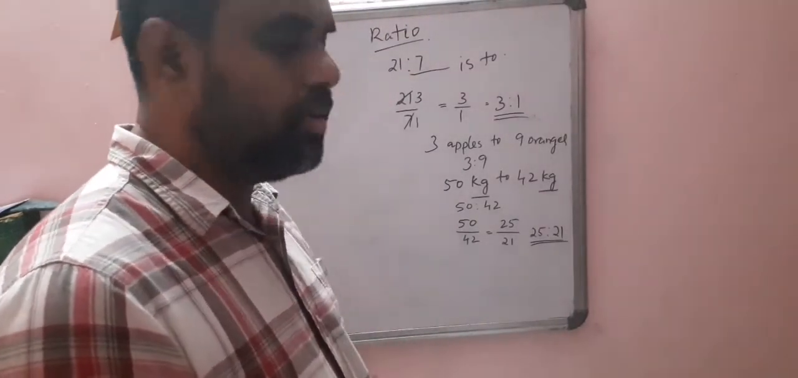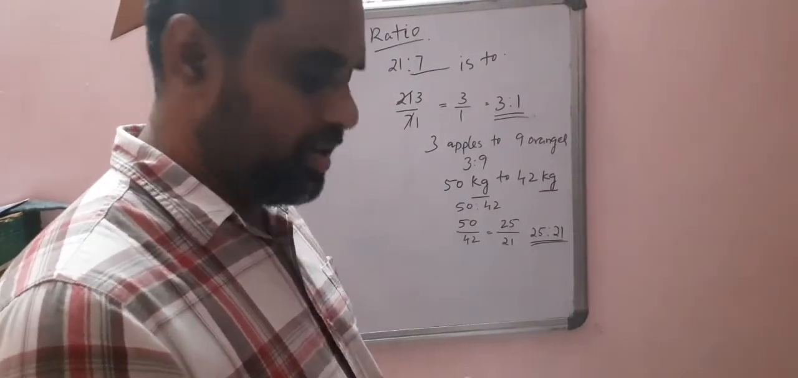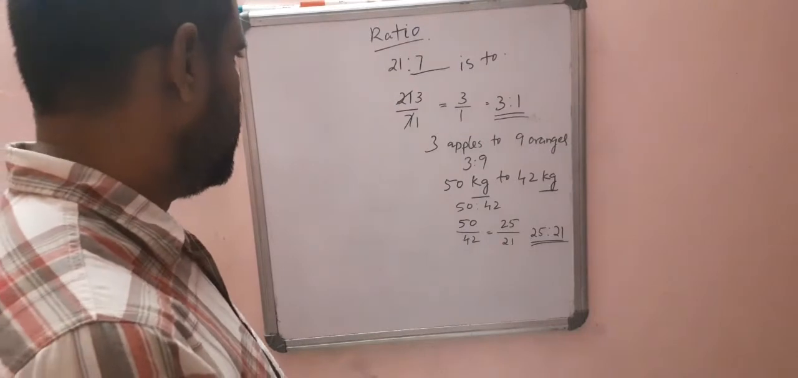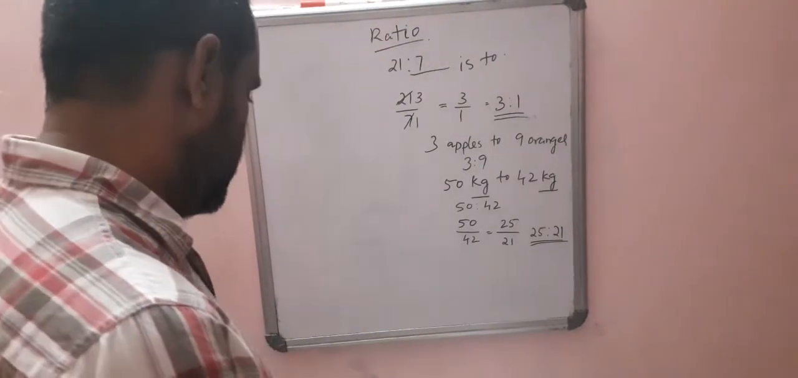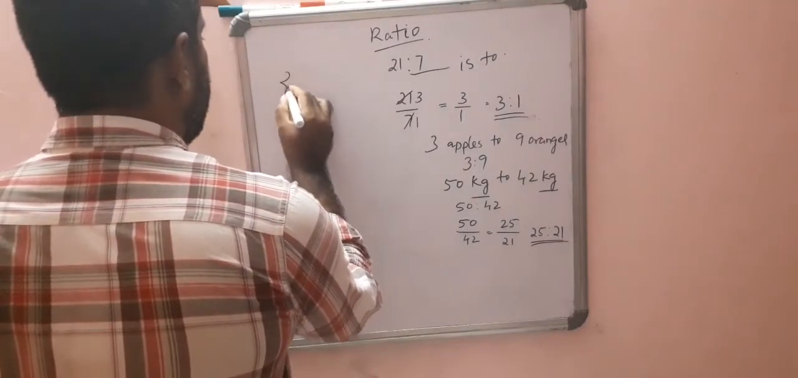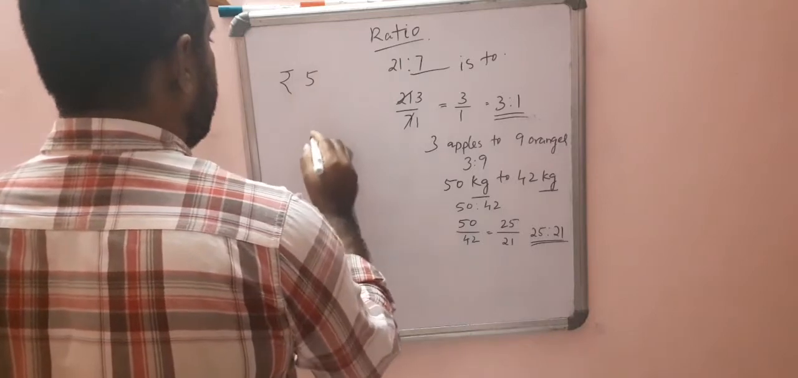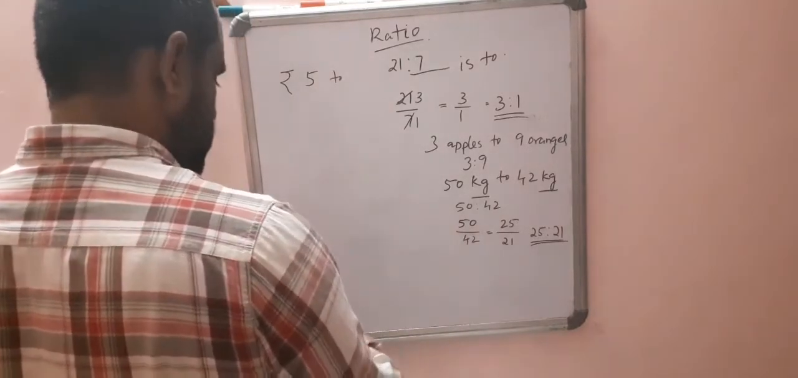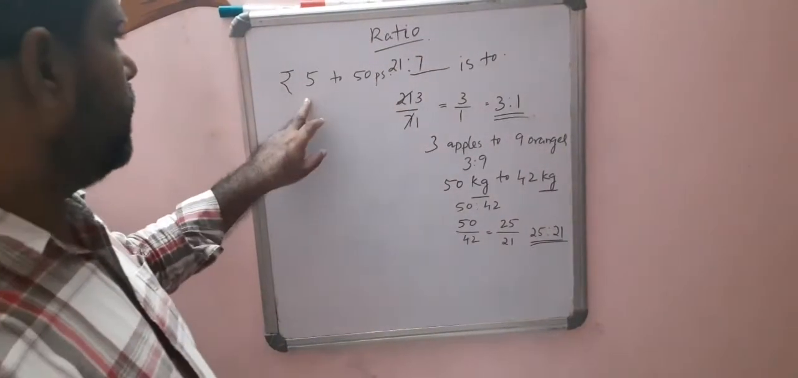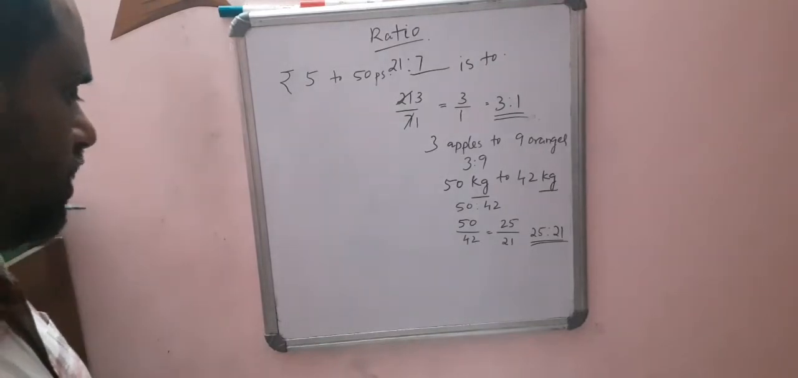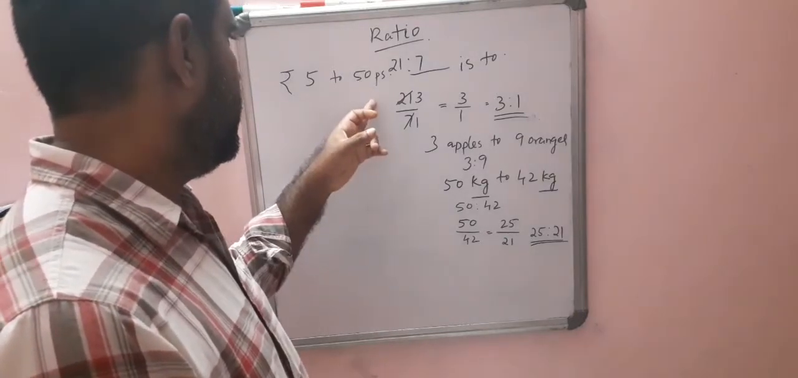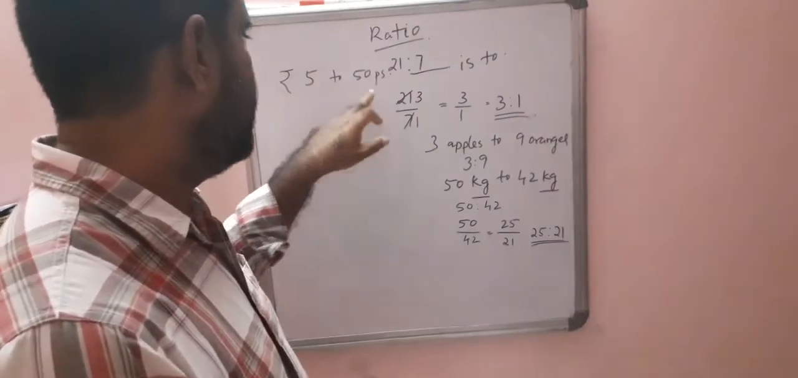Okay, so this might have given you a basic understanding of what ratio is. Now let us see one more question. I have 5 rupees to 50 paise. What is the ratio? Here what we need to do is either make 50 paise into rupees or 5 rupees into paise unit.